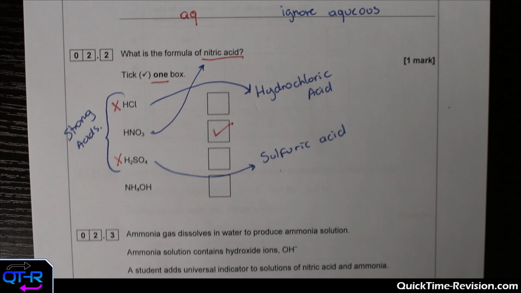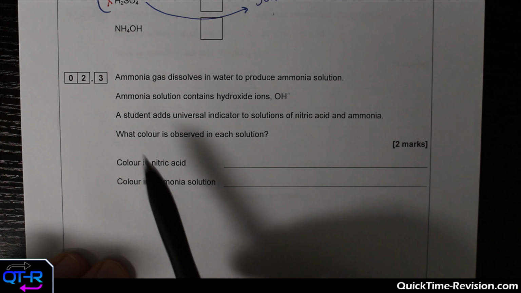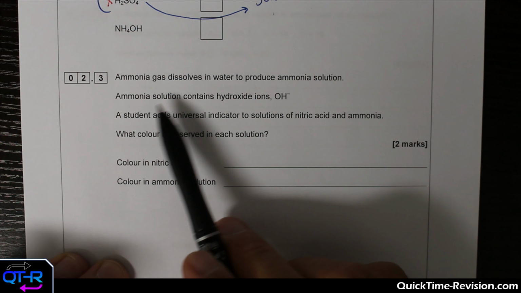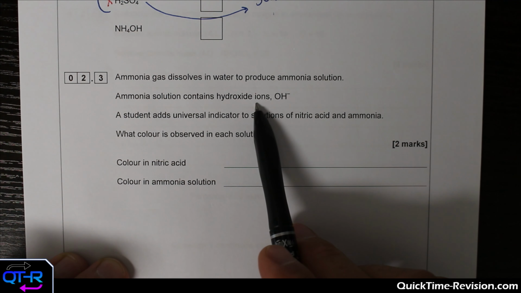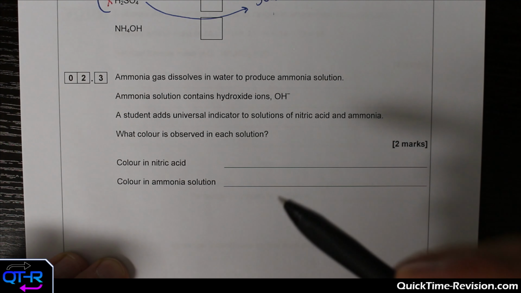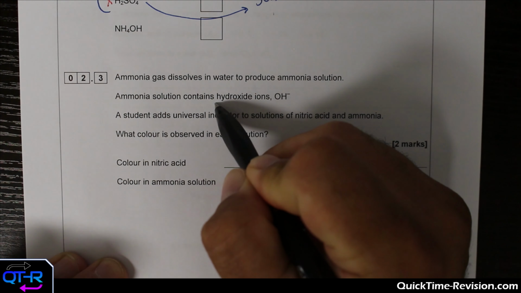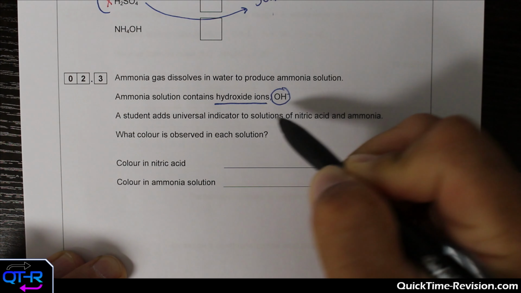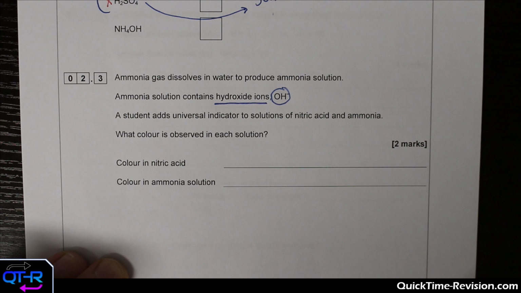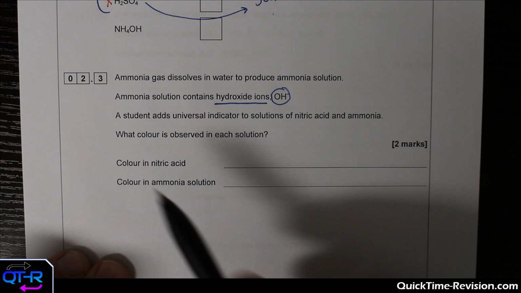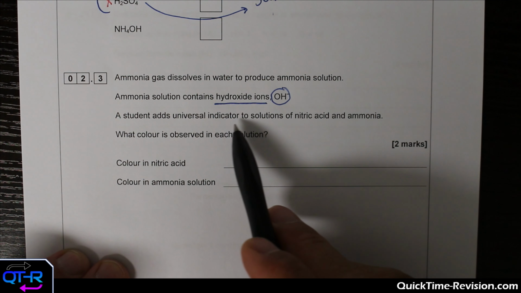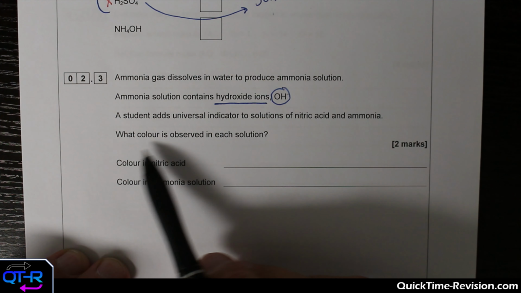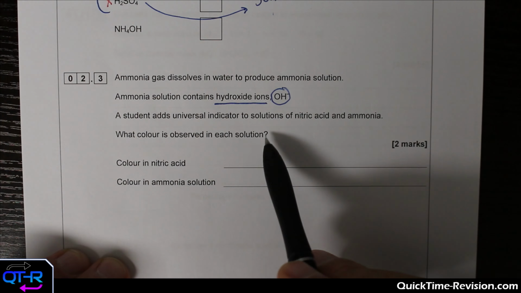All right, so let's move on to question 2.3. Ammonia gas dissolves in water to produce ammonia solution. Ammonia solution contains hydroxide ions, okay? So right here, hydroxide ions is this. That is what a hydroxide ion is. It has a negative charge of -1. A student adds universal indicator to the solution of nitric acid and ammonia. What color is observed in each solution?